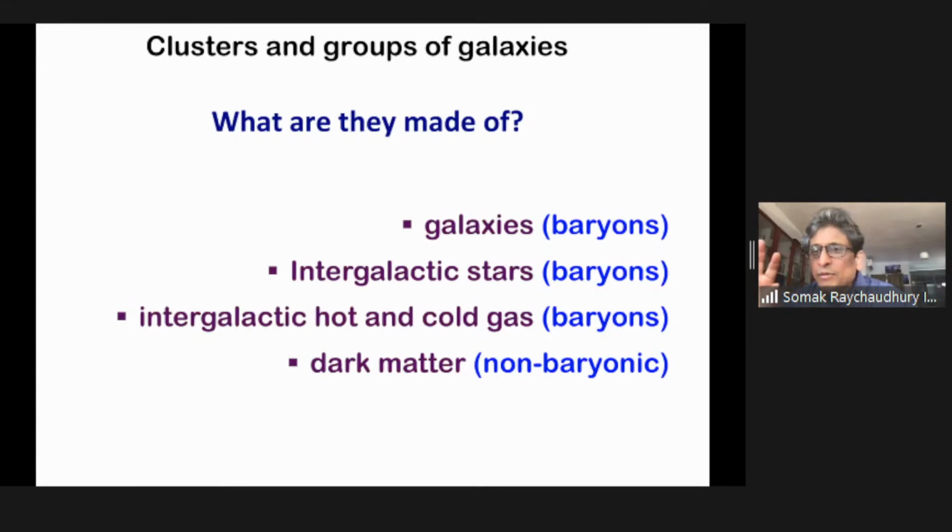So those are the baryonic component: gas and dust, which I haven't written here, but dust belongs inside the galaxy. There's gas in between the galaxies. There are stars in between the galaxies, and there are galaxies. These are the baryonic component. The non-baryonic component is the dark matter.